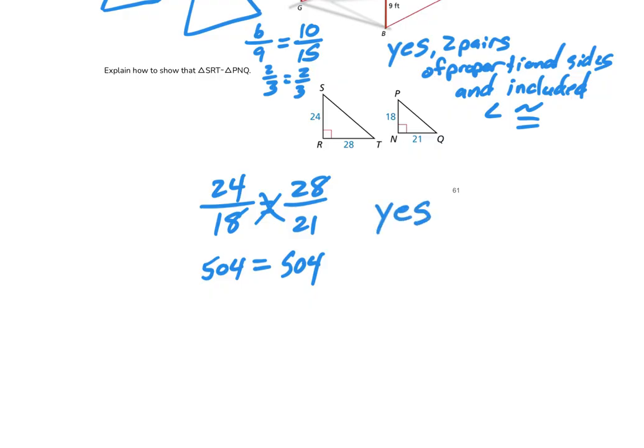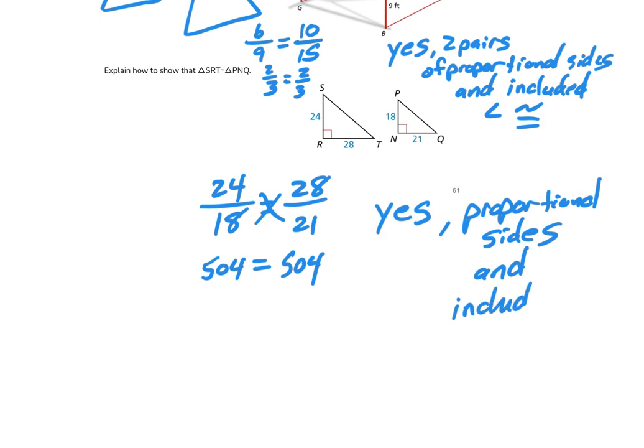So we're going to say yes, these are similar because they have proportional sides, and we showed the proportional sides, and they have an included angle that is congruent, the 90-degree angle. Okay. But you would want to show some work here to show that they're, whether it's reducing them or doing the cross multiplying, however you want to get there.